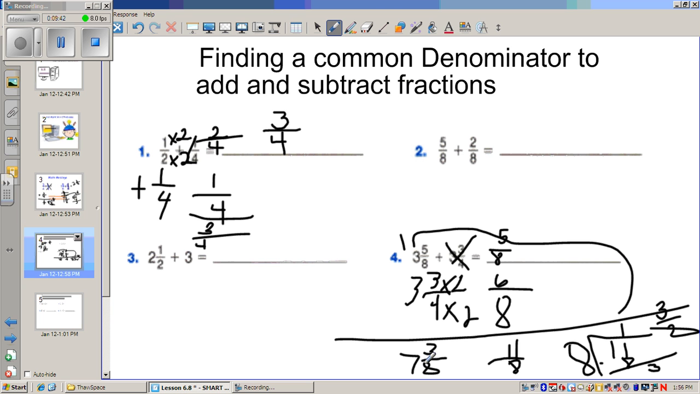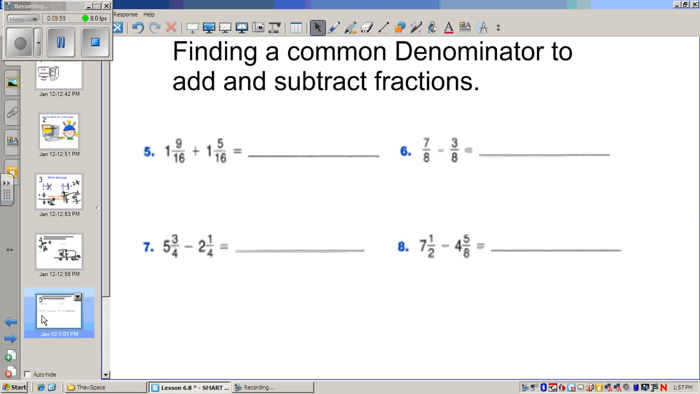Hopefully that made sense. Okay, so bring in your answers to 2 and 3. Let's keep moving, and we will practice this more in class as well. Just remember, common denominators when you do not have denominators that are the same. All right, so let's go back to our last page, which again, we're adding and we're subtracting.